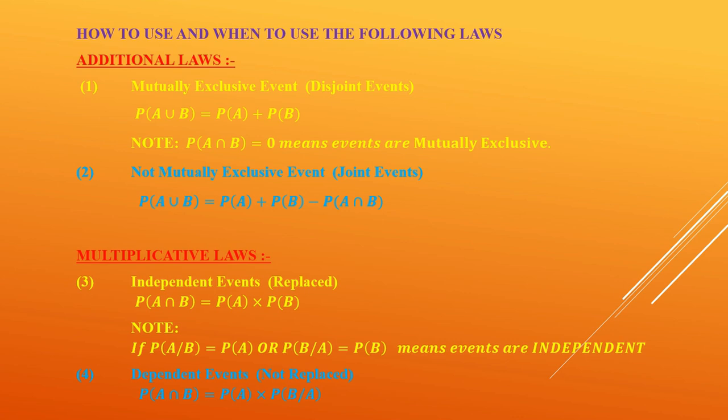Now the next topic. Suppose we have two events A and B. They are said to be independent events if the probability of event B has not changed due to the occurrence of event A. If the events are independent, then probability of A intersection B equals probability of A times probability of B. And also you should remember that probability of A given B equals probability of A, or probability of B given A equals probability of B, if the events are independent.